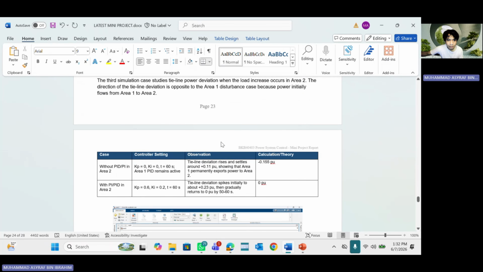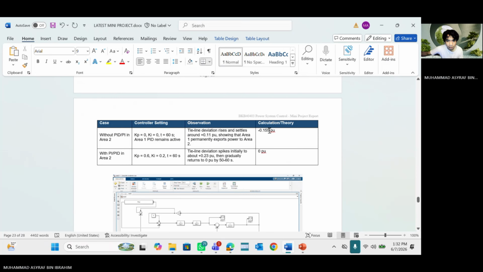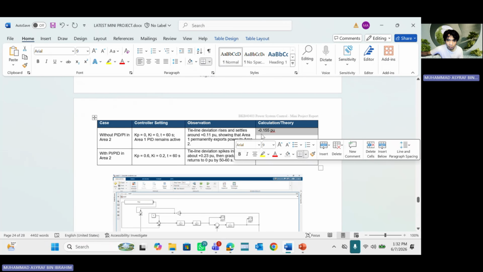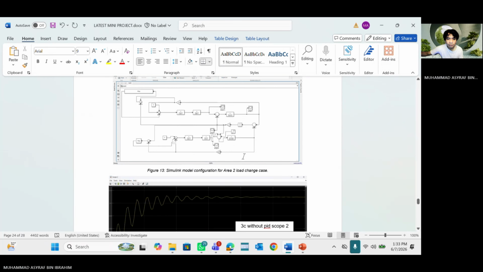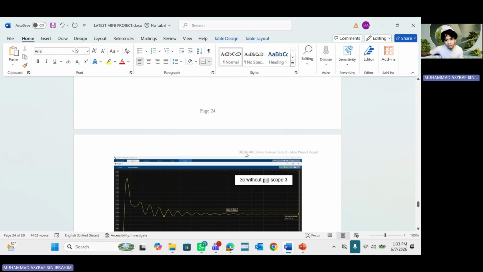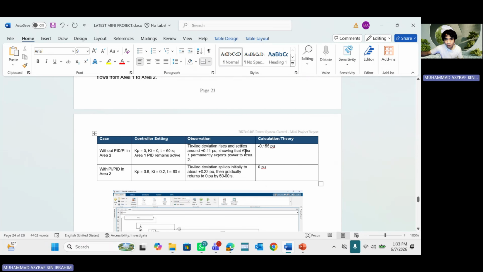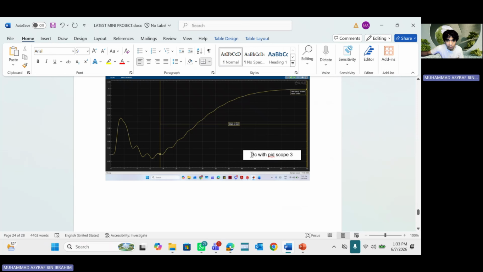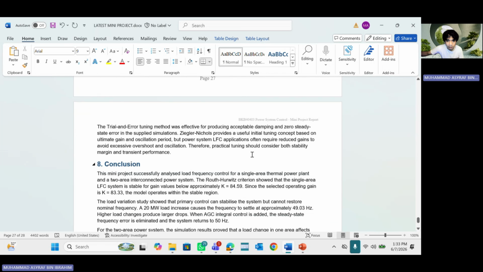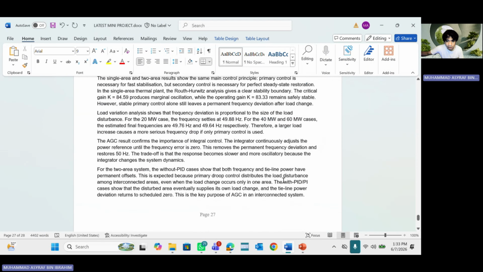And then for the change in area 2, the frequency change, the observation is 0.11, but the calculation is negative 0.155. So it got some error. Also for the one with PID, the simulation is 0.23, where it should be 0. These changes may be due to the round up in the calculation or error in summing up the value. So that's all from me for the calculation parts, and the other part will be explained by our group mates. Thank you.